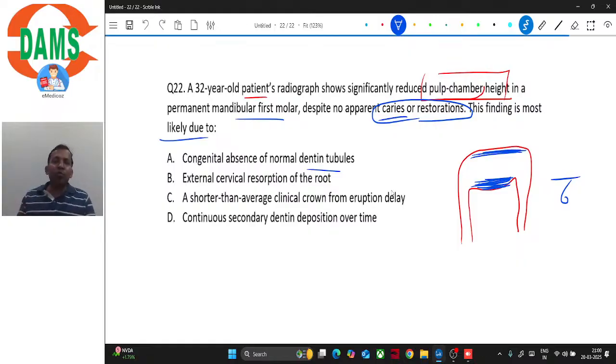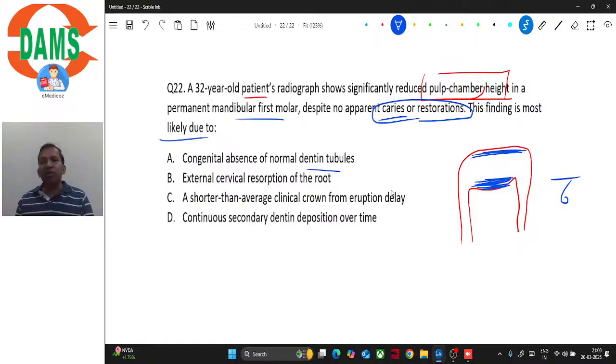So had there been no odontoblast, there would be no deposition of the dentin. So obviously option A is incorrect. External cervical resorption of the root. Had there been a resorption of the root, a dead tract or sclerotic dentin would be seen, and the deposition of dentin would have taken place in the root, not in the crown. So option B is again incorrect.